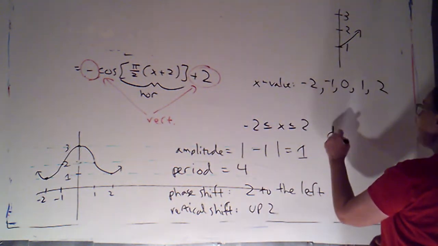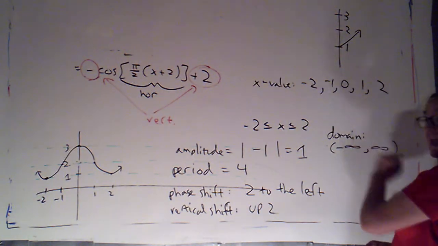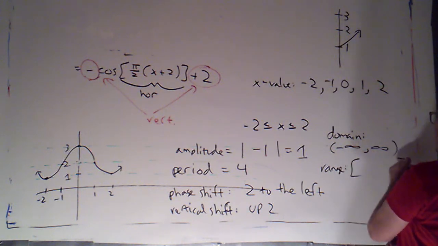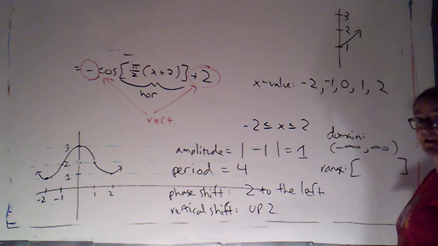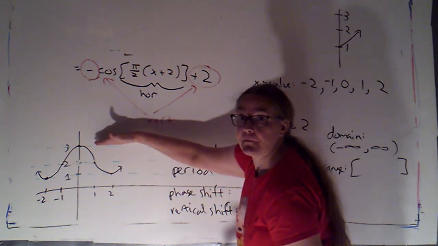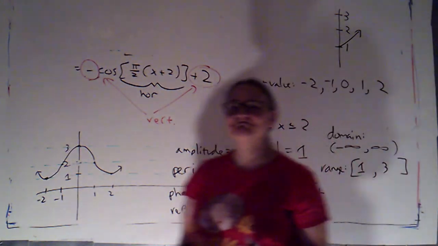Excellent. Domain for any sine or cosine graph is all real numbers, so -infinity to infinity. And the range is just the closed interval. It'll always be brackets for sine and cosine between the low value and the high value. So that's the interval from 1 to 3. Good stuff.